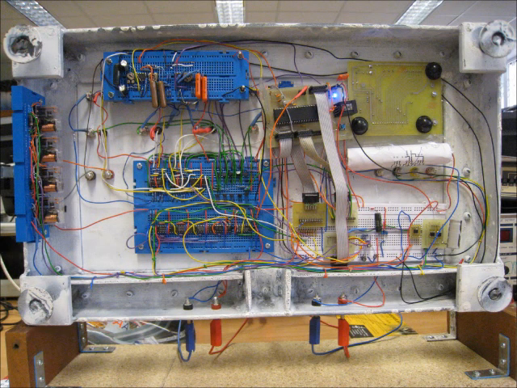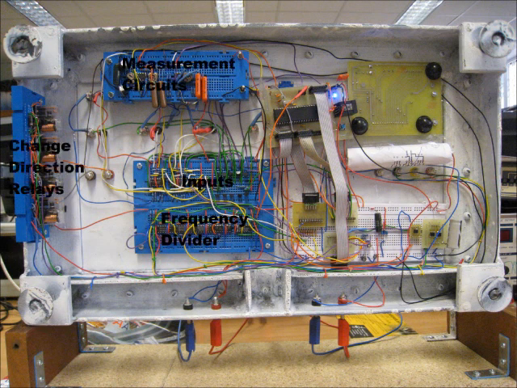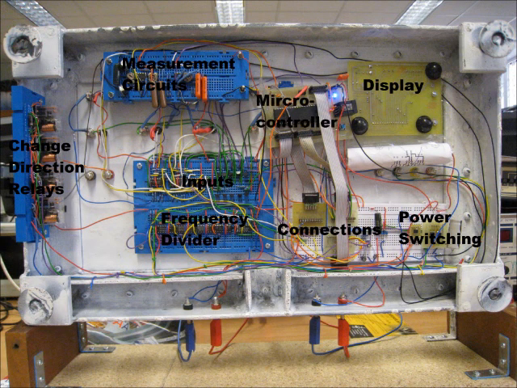This is the complete electronic part of the project with the frequency divider, the inputs, the measurement circuits, the change in direction relays, the power switching, the connections to the microcontroller, the display and the microcontroller.